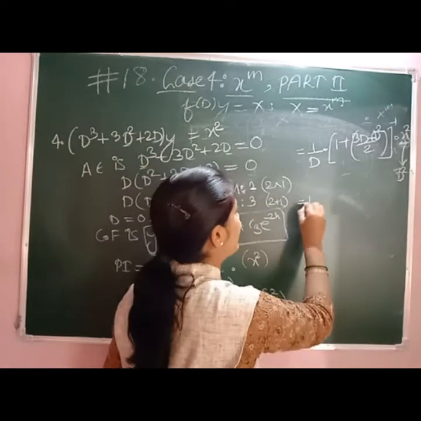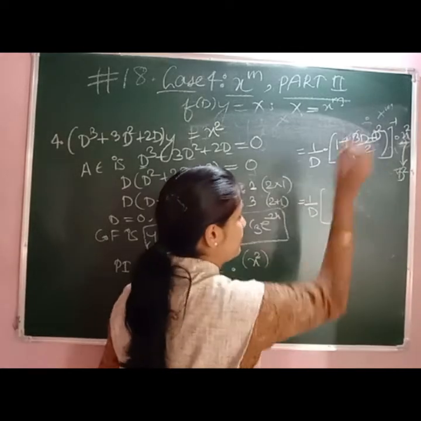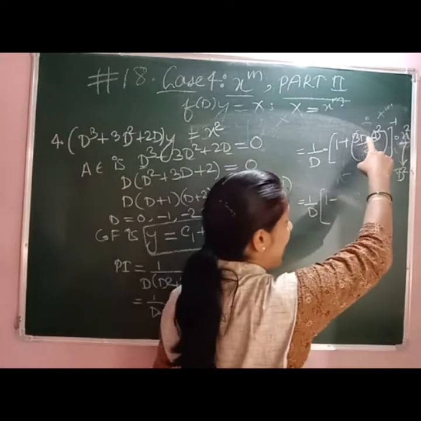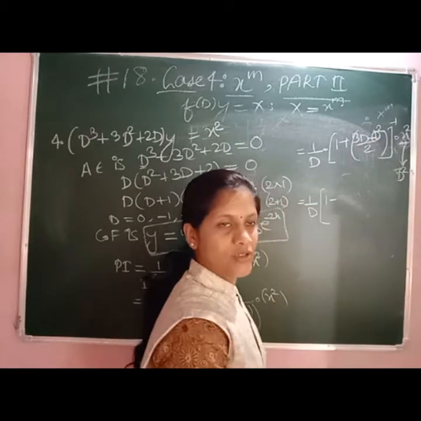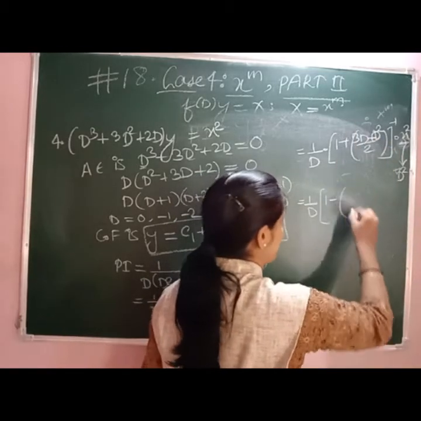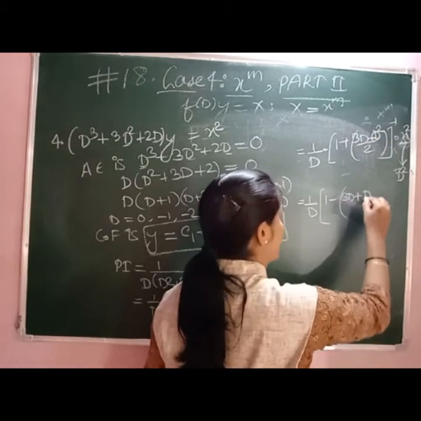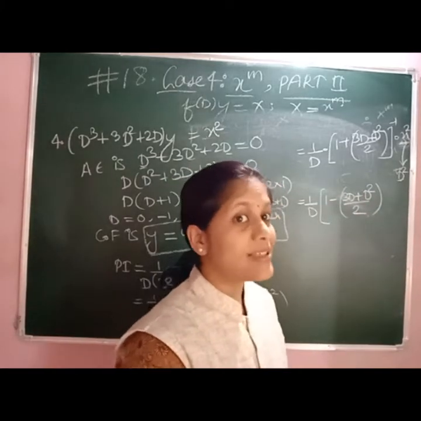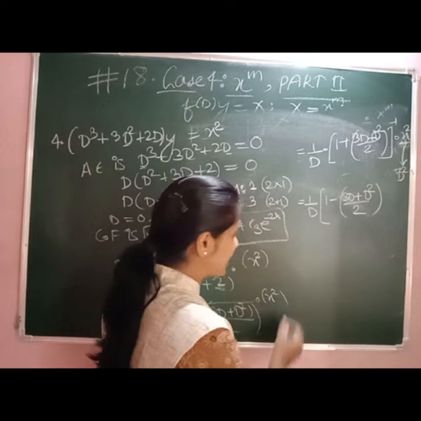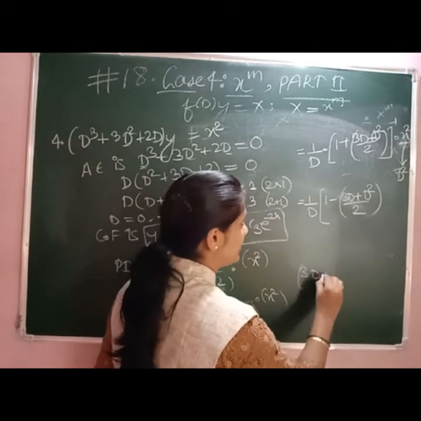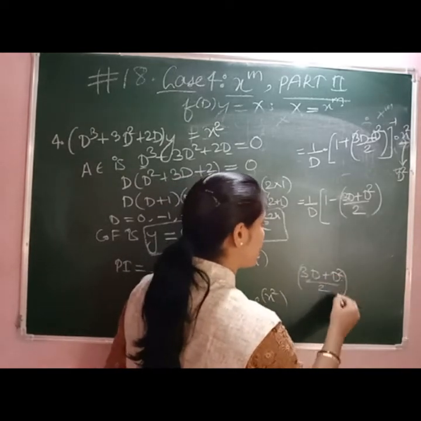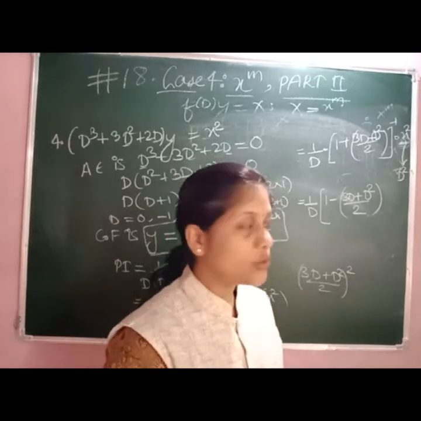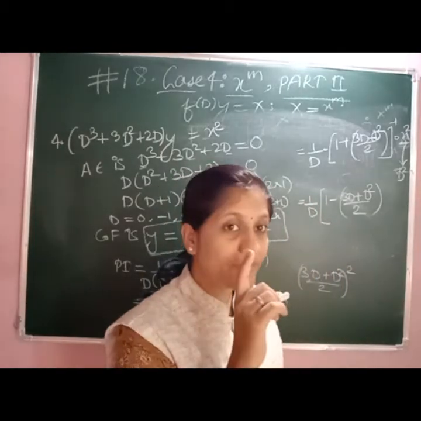So this can be written as 1 by d as it is. 1 plus x inverse is 1 minus x, and it is containing d square. So let us write this 1 minus x times 3d plus d square by 2 as it is. Next is plus x square. x square means actually what? This is x, 3d plus d square by 2 whole square. But we have to consider only up to d power 2.